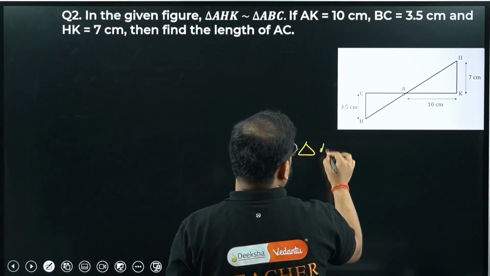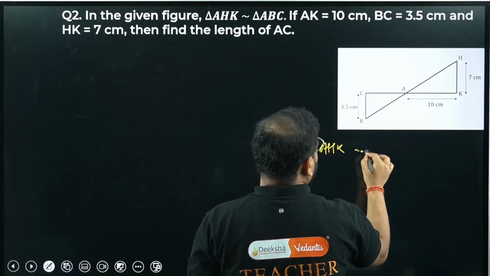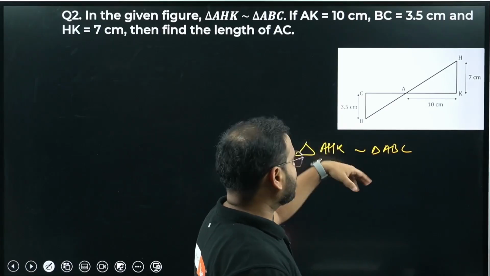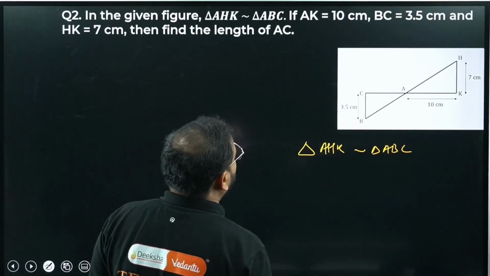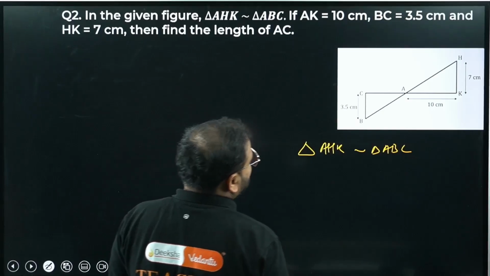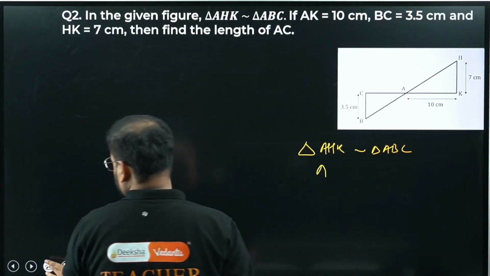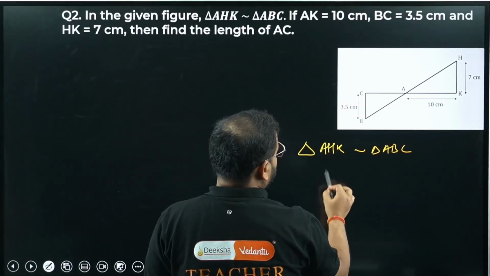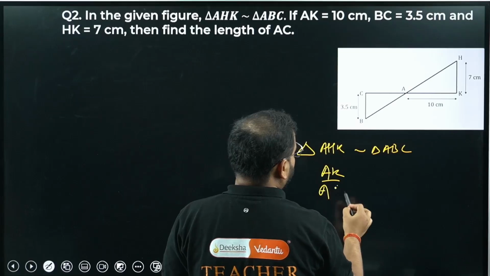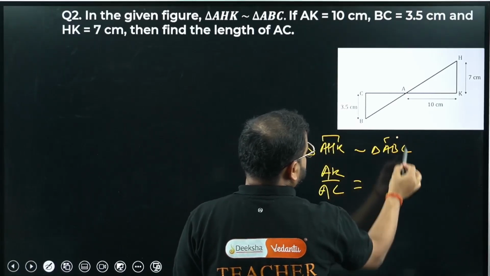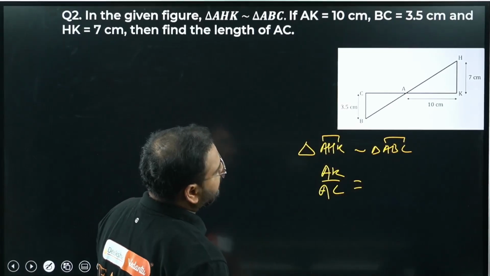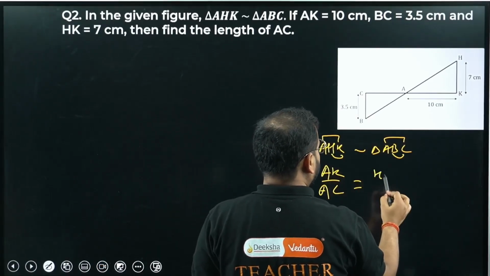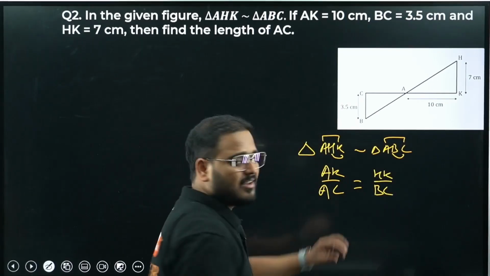Triangle AHK is similar to triangle ABC. We know that from the triangle names we can write the similarity ratio for the corresponding sides. I want AK, right? I want AC, right? AC is not here. So for AC I'll write AK by AC. Great. AK by AC equals HK by BC. Please check. HK by BC. How come that, sir? For the given values they have given.